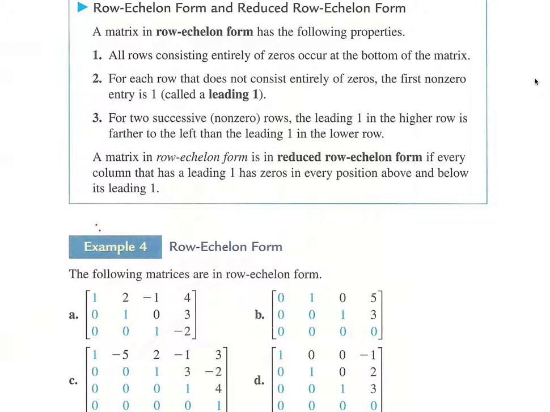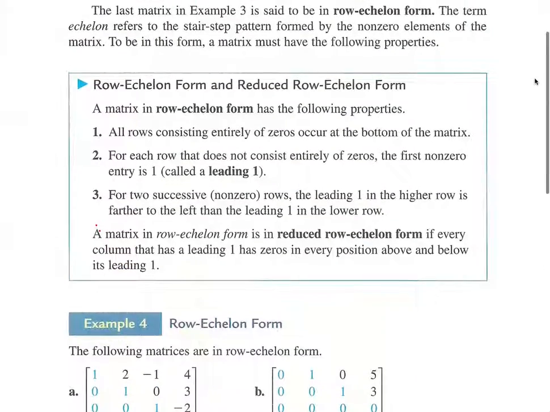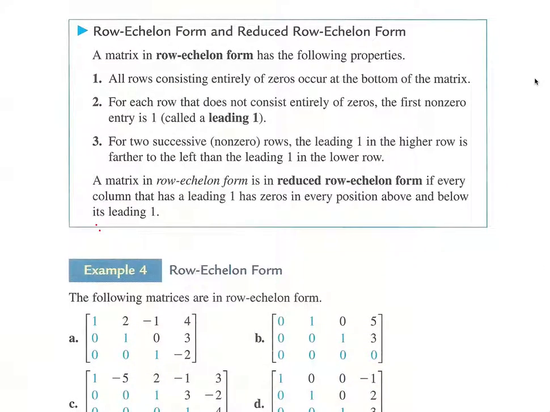All right. Then for each row that does not consist of entirely zeros, the first number has to be a 1. So if you've got a row that doesn't have all zeros in it, the first number has to be a 1. So notice every one here, the first number on the left, all of them are a 1. Okay, so that's the second rule. And the third one, if I have two rows that aren't totally zero, the leading one in the higher row must be farther to the left than the leading one in the row below.